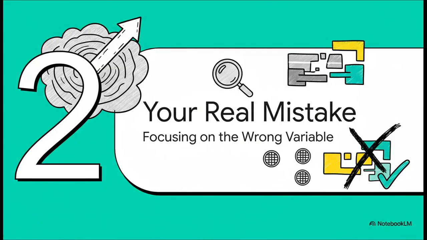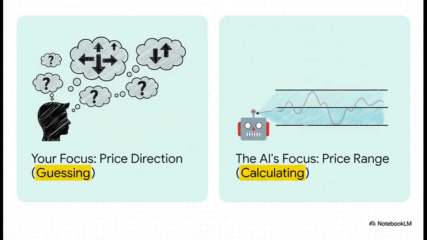So let's really nail down what this core mistake is. It's not about being a bad trader, not at all. It's about focusing on completely the wrong thing. And this slide right here just illustrates it perfectly. As a human, you're trying to guess the price direction. Is it going up? Is it going down or sideways? But a successful grid trading AI, it doesn't guess. It focuses on calculating a predictable price range. Think of it like a mathematical cage, where the price is most likely to bounce around. It's a totally different game.